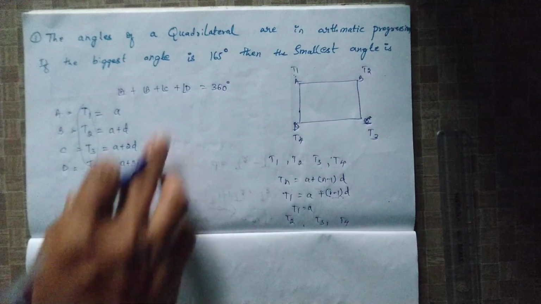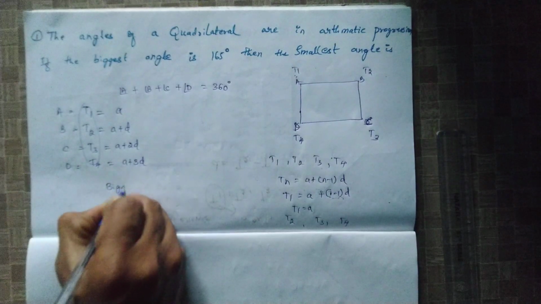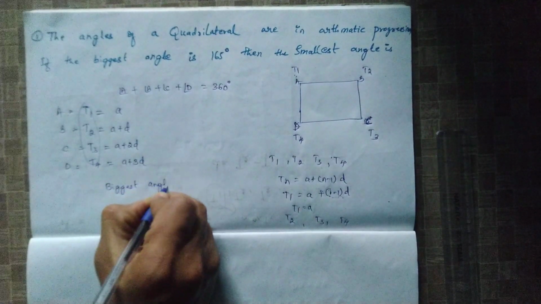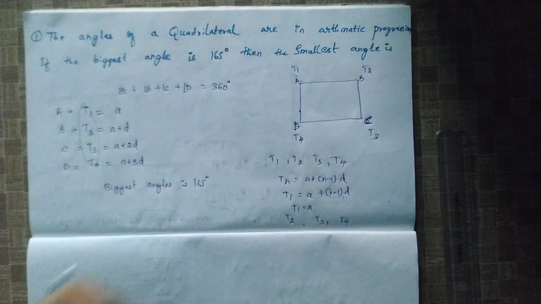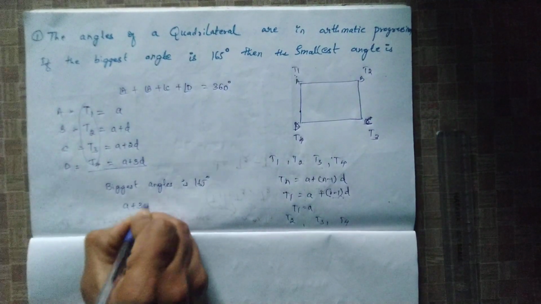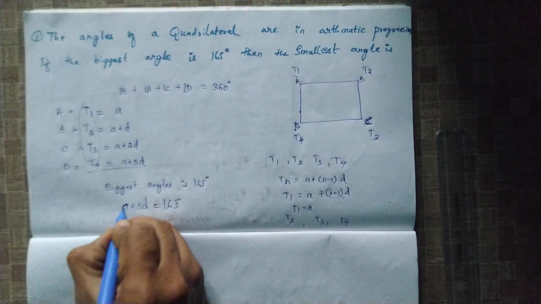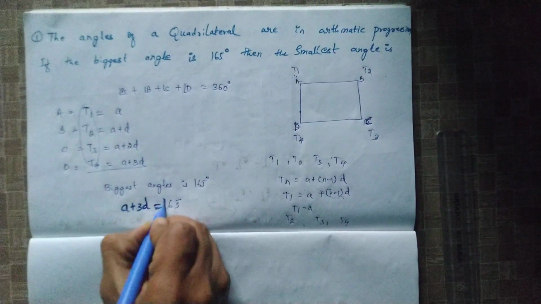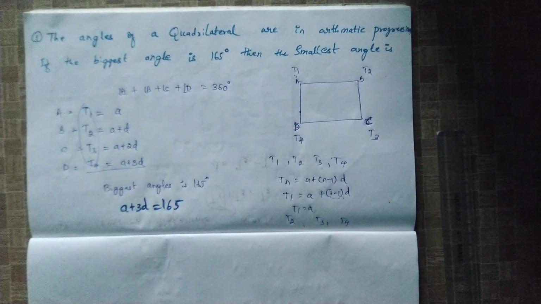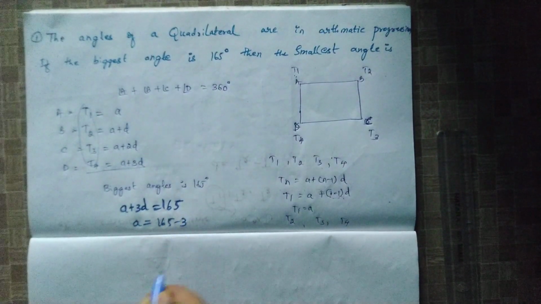Next, here the biggest angle is given as 165 degrees. So we write the biggest angle as T4. A plus 3D is equal to 165. The biggest angle is A plus 3D is equal to 165. So A is equal to 165 minus 3D.